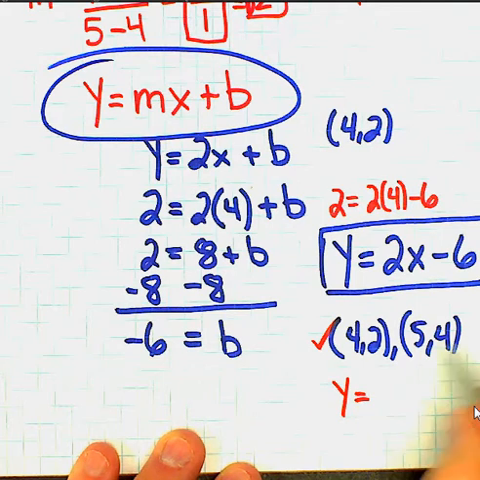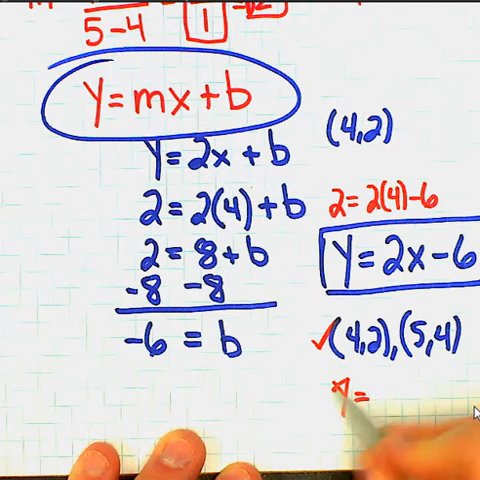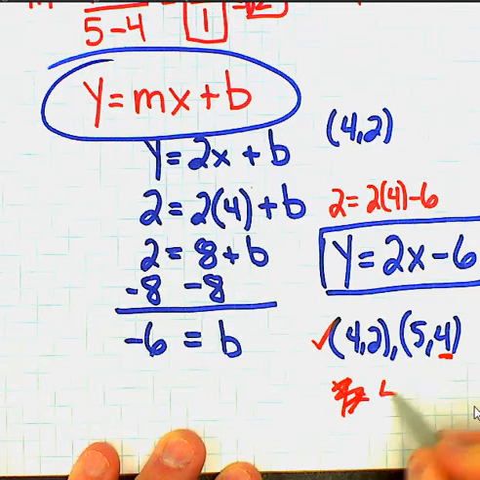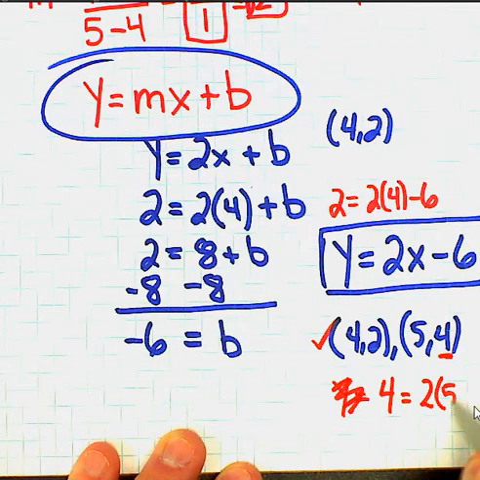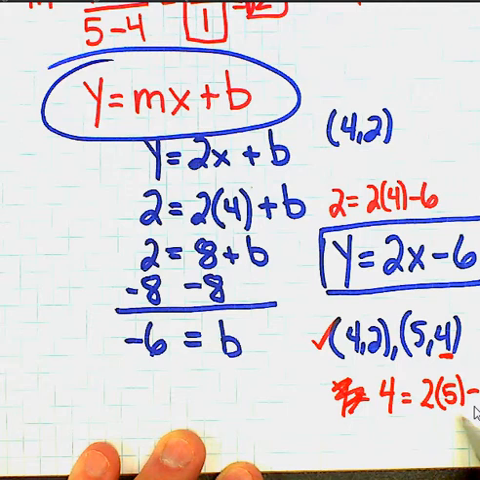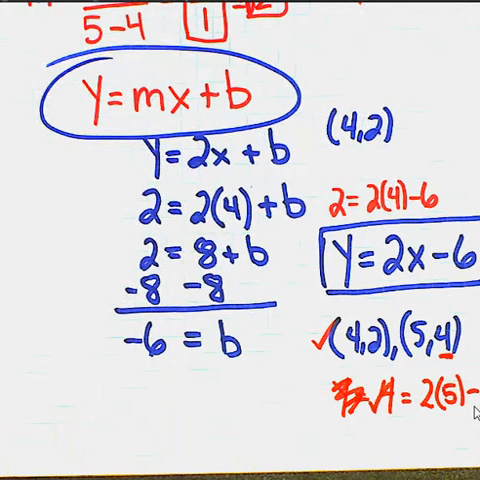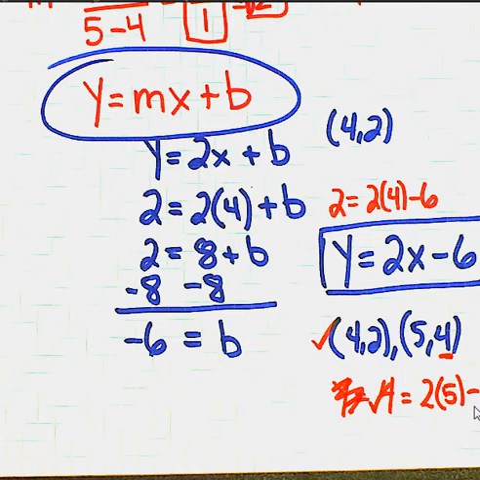Let's try (5, 4). Let x be 5, y is 4. Is 4 equal to 2 times 5 minus 6? What's 2 times 5? 10. What's 10 minus 6? 4. Okay? So those 2 points satisfy the line, which means it's on the line.